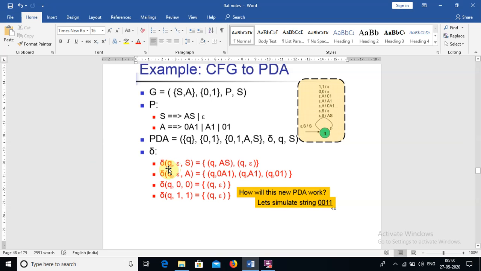In this state we don't have anything from the input string, so yes, we are pushing into the stack. The production rules are replaced, AS and epsilon. And next, we don't have any input string, so we have a stack symbol, sorry, non-terminal symbol A.